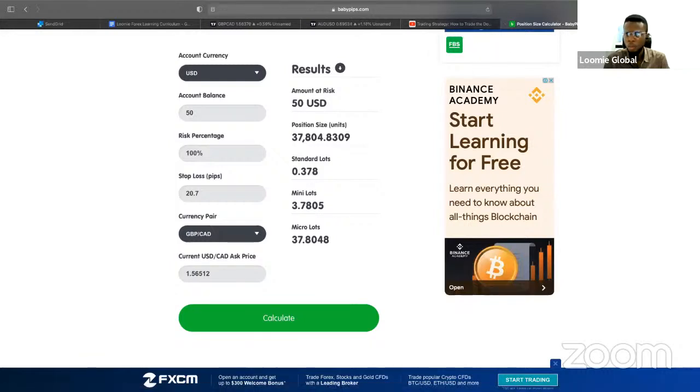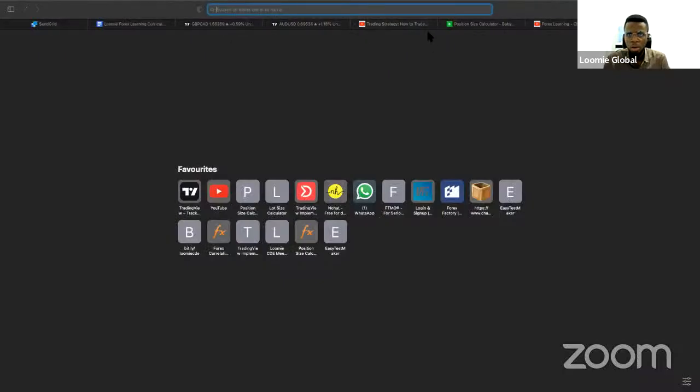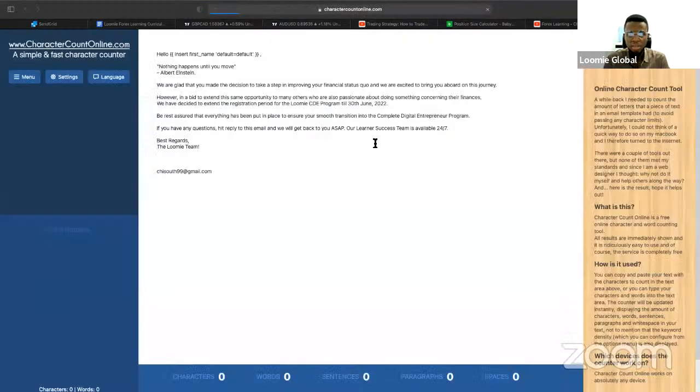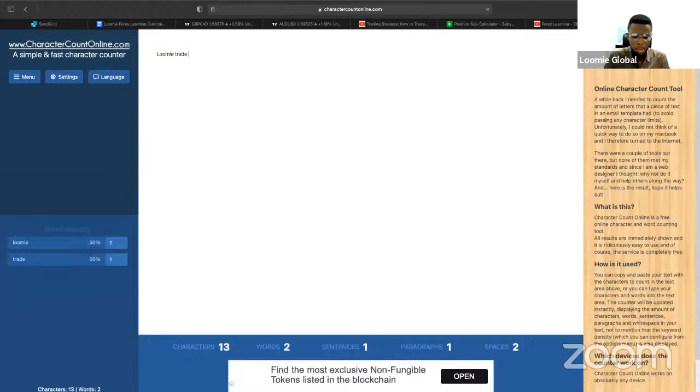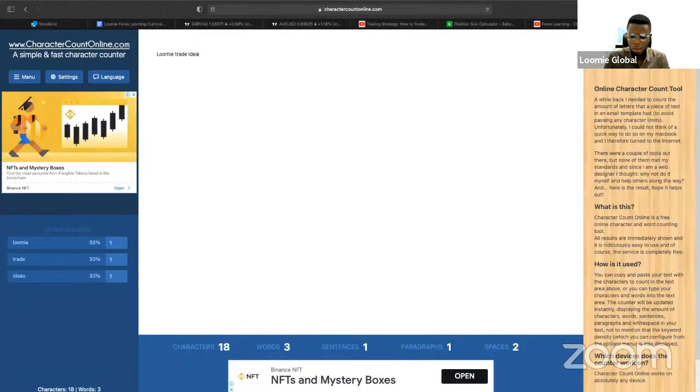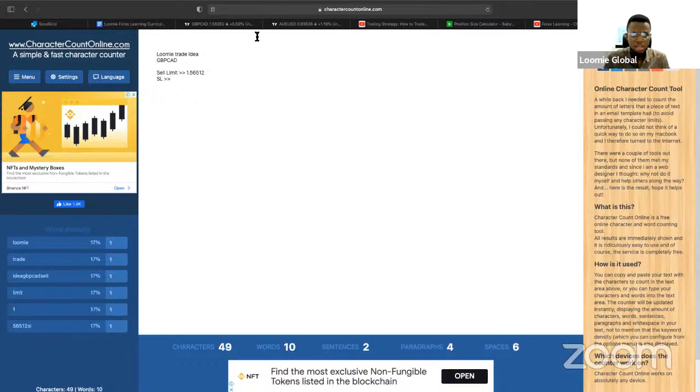So everyone, go to your MT5 and enter these values. We are entering a sell limit on GBP CAD. I don't know why that is such a tongue twister for me. Sell limit at this price, stop loss at this price. I'm going to be dropping this in the chat box, maybe for those of you who would want to copy it. So let me put it in the chat box.